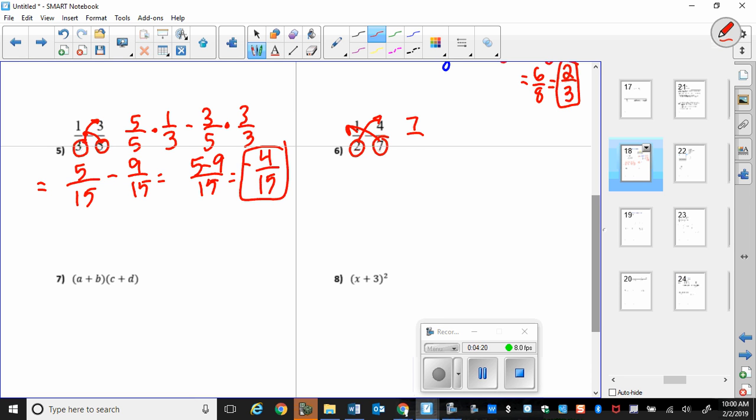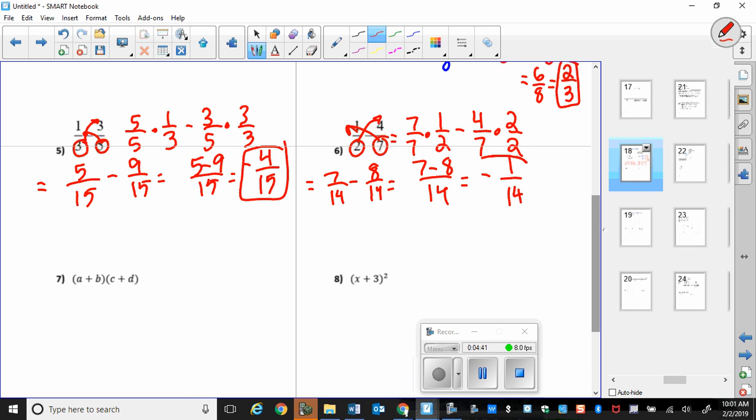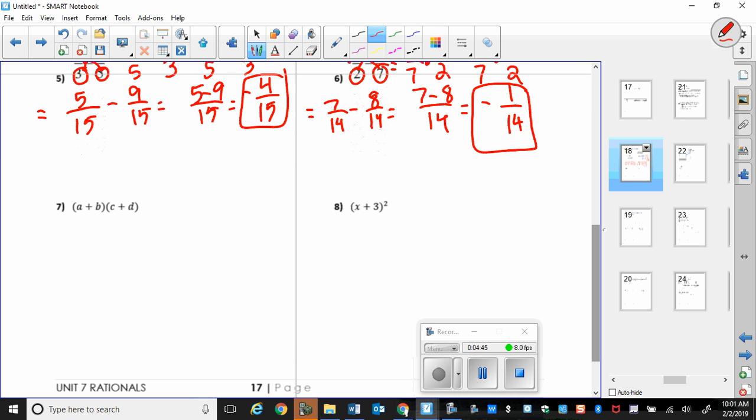Number 6, 2 goes to the right, 7 goes to the left. I have 7 over 7 times 1 over 2 minus 4 over 7 times 2 over 2. This equals 7 over 14 minus 8 over 14 equals 7 minus 8 over 14 equals negative 1 over 14. And it's already simplified. The last two, you're multiplying polynomials.